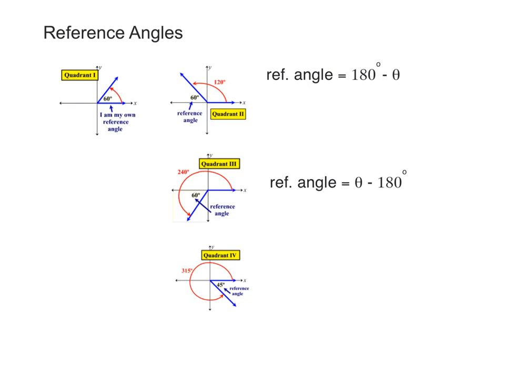So finally, if we're in quadrant 4, for the reference angle, we take 360, which is the full circle, minus 315, and we come up with a reference angle of 45. So our formula now is the reference angle is simply equal to 360 degrees minus theta. Again, if we were in radians, it would be 2 pi minus theta.